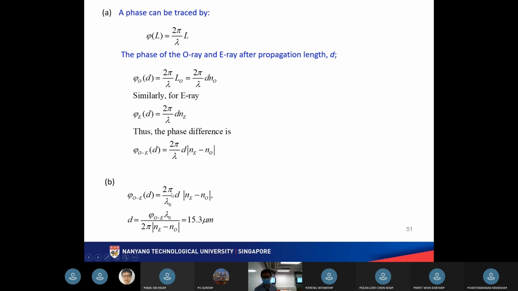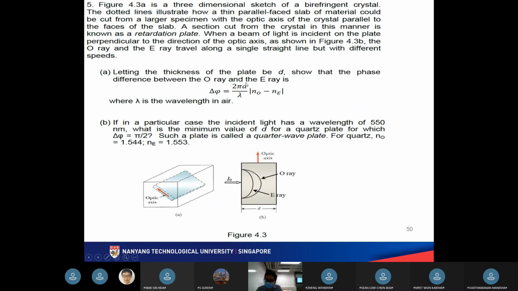The second part is even easier. You just set this to pi divided by 2, and then you will be able to calculate D. In the future, if you see a question, especially in the final examination, that you somehow don't understand, don't be afraid of the long description, because it normally asks you to directly apply a certain formula. Take part 2, for example. If you directly set the formula given in the question equal to pi/2, you can already solve it, because lambda and N_O, N_E are given, and then you can directly calculate D.